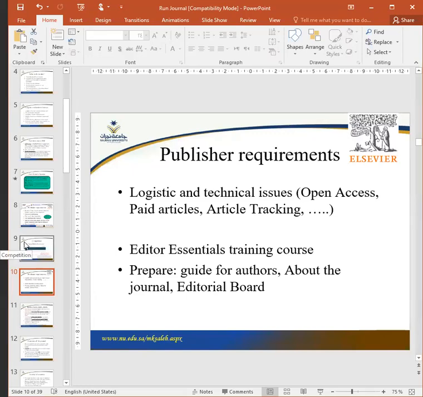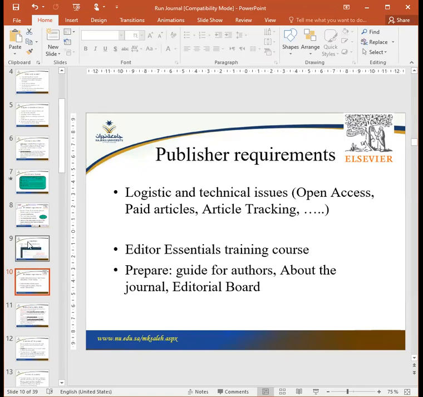Okay, regarding editors, I cannot provide you with all publisher requirements, but for example, Elsevier provides editors with various logistic and technical solutions related to open access and paid article training. A new editor needs to join the essential editorial training course, and during this step, the journal team should prepare the guide for authors, information about the journal, selecting an editorial board, and so on.